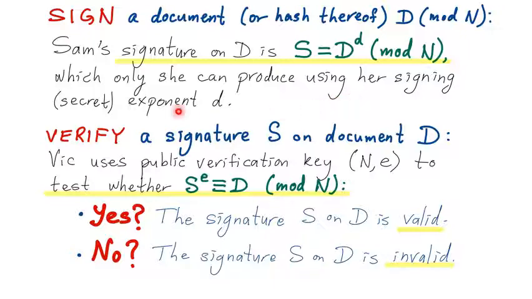The verification is done exactly in the way you would encrypt in RSA. So if you have a purported signature S on a document D, what you need to check is that S to the E is congruent to D modulo N, where E is the public verification exponent. If S to the E is the same as D modulo N, then the signature S on D is valid. Otherwise, the signature is not valid.